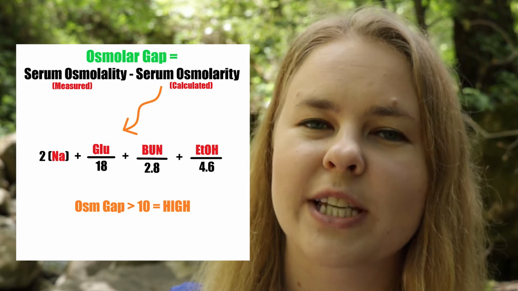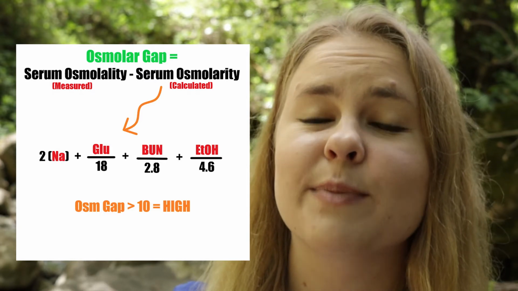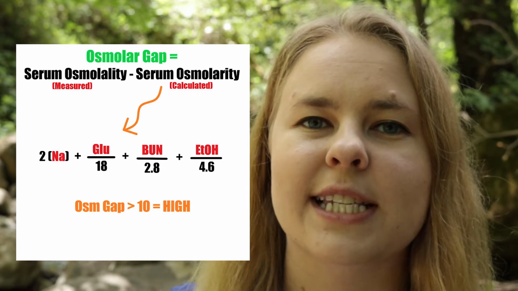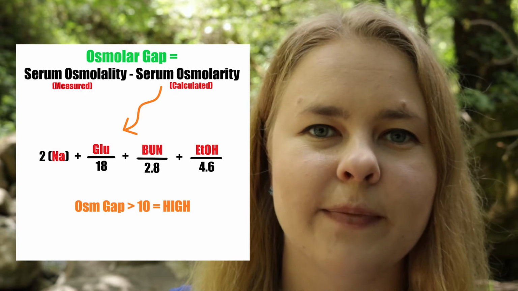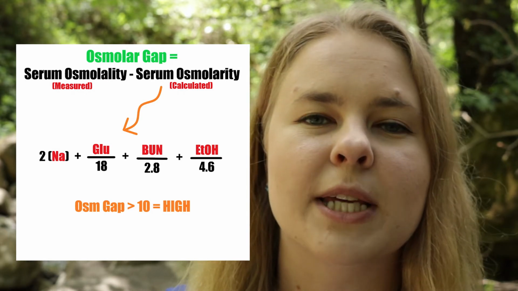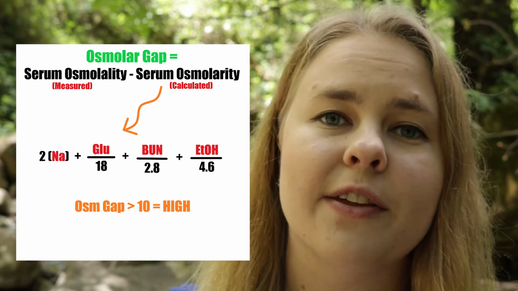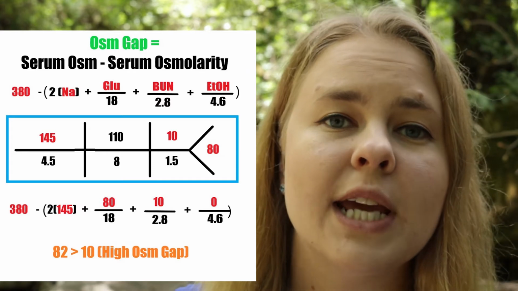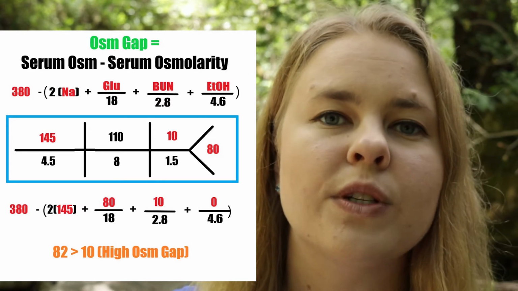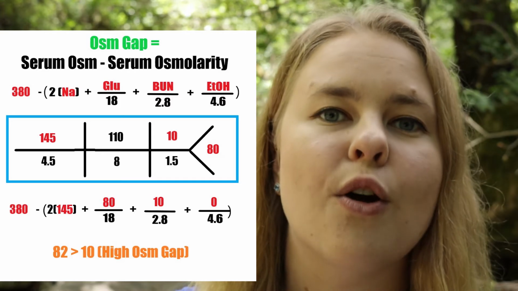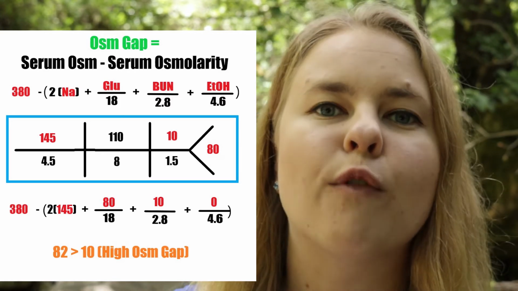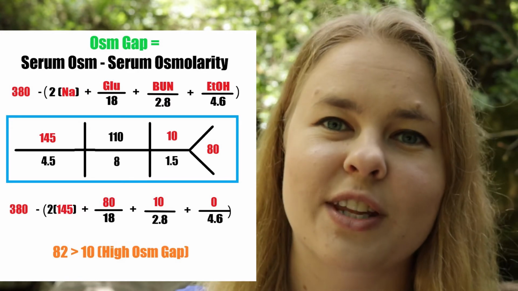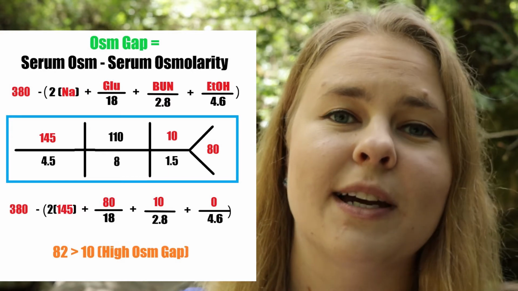Osmolar gap is simply your serum osmolality minus your serum osmolarity. It's considered to be elevated if it's greater than 10. Serum osmolarity is calculated by the formula 2 times your sodium plus glucose over 18 plus BUN over 2.8 plus ethanol divided by 4.6. In our patient scenario, the osmolar gap would be 380 minus parentheses 2 times 145 plus 80 over 18 plus 10 over 2.8 plus 0 over 4.6. That's 82 and much larger than 10, so you definitely have an osmolar gap as well.